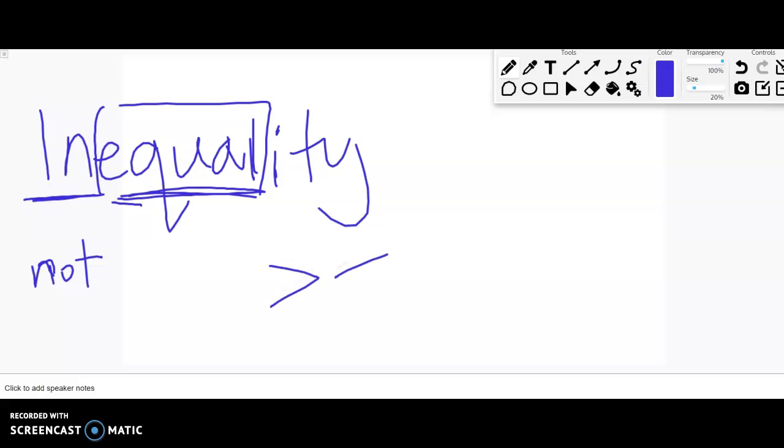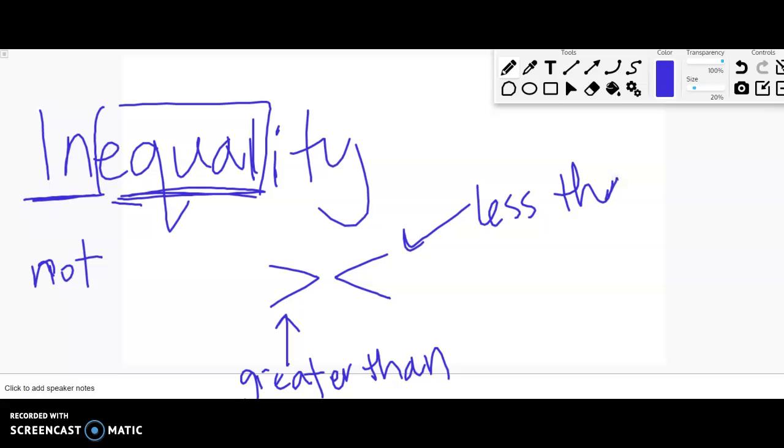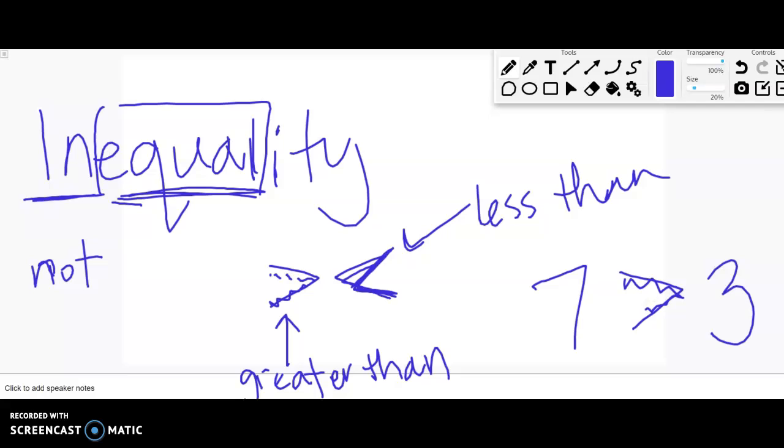We have these two symbols. You've probably seen them before. Where this one is greater than. This one is less than. One way I think about it, it kind of looks like an L, just squished a little bit. So that can help you remember that it's less than. Or just remember that it's a little mouth that always wants to eat the bigger number. So if I have something like 7 and 3, I would put it that way because 7 is greater than 3. It wants to eat the 7.